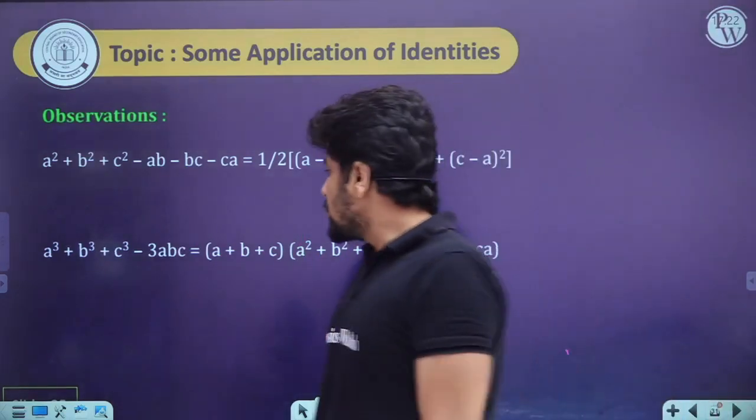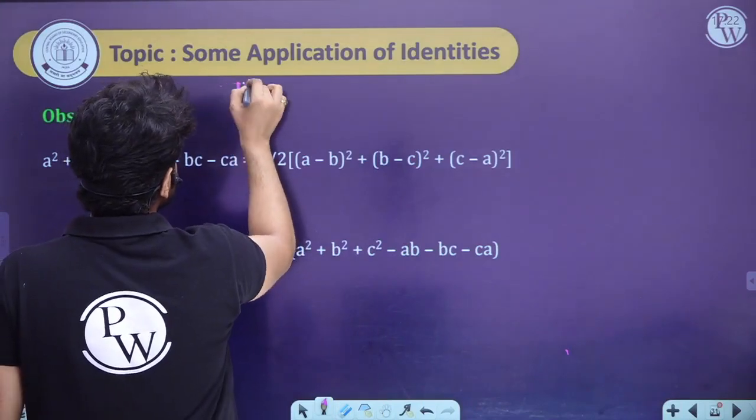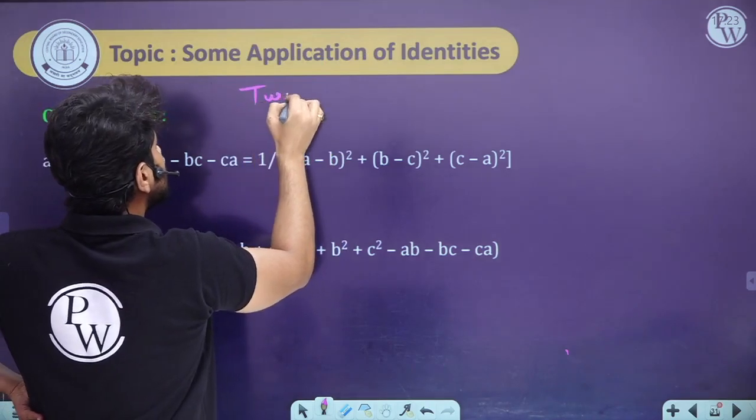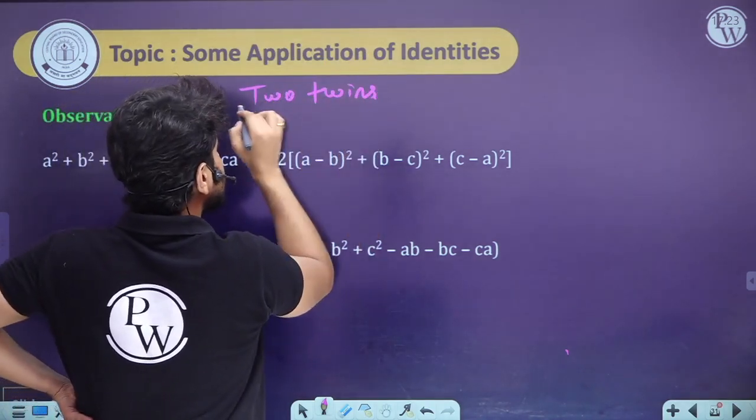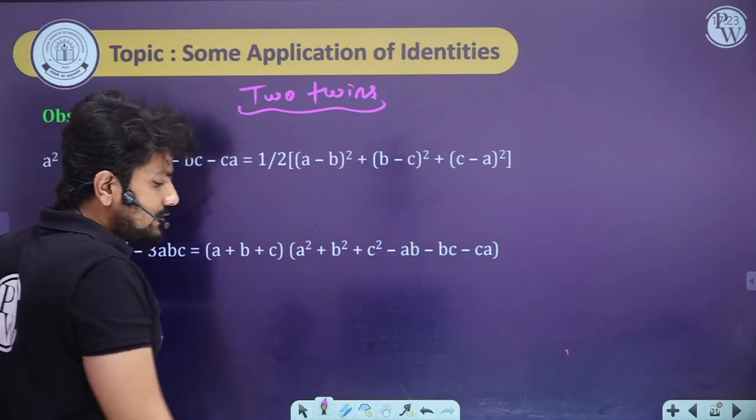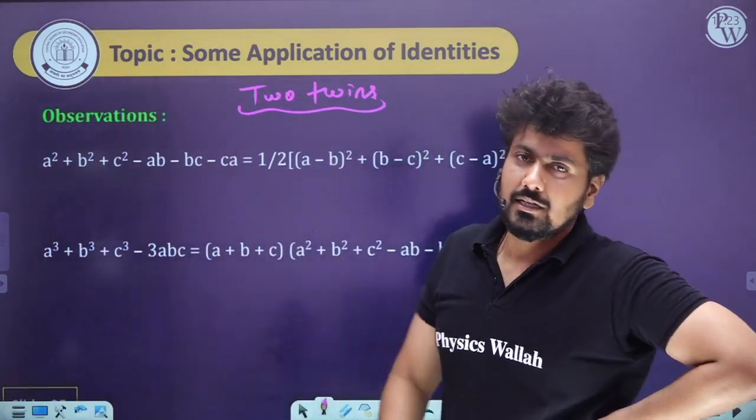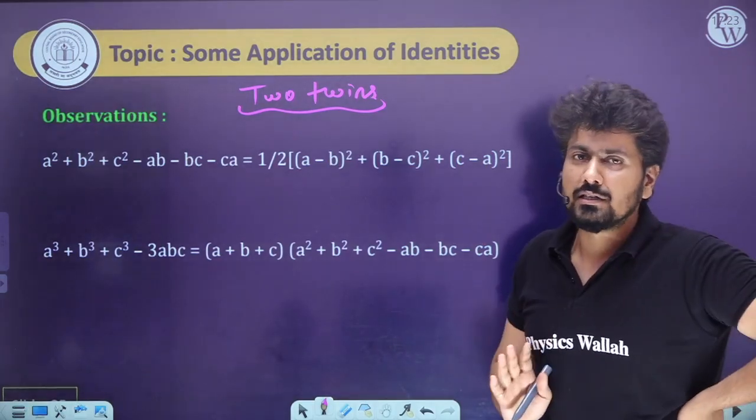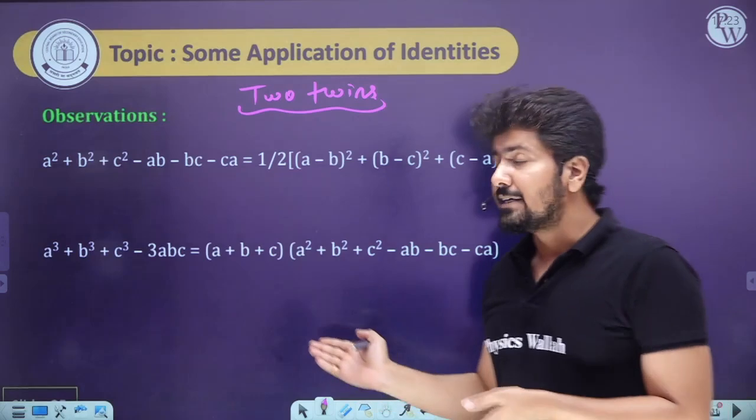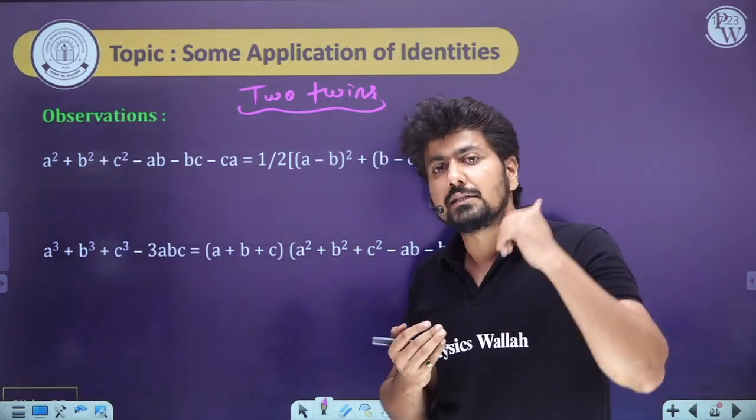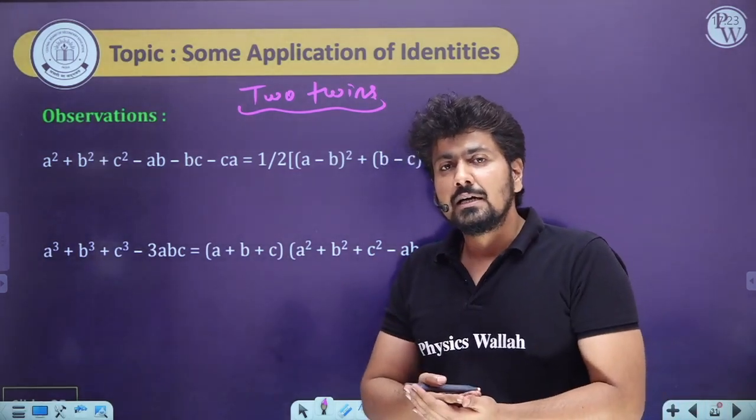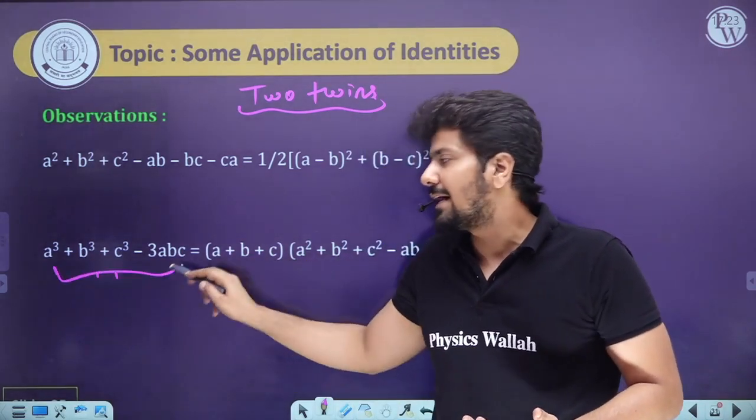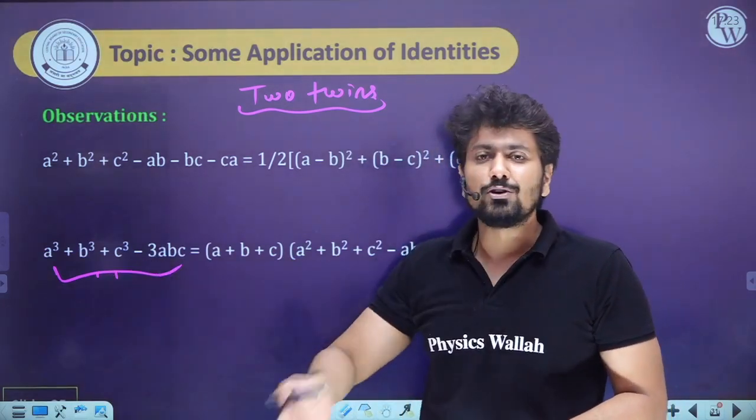Now, two important identities. Two twins, you can say. Basically, these two twin identities are very important identities from the JEE point of view. These identities will be used later on in determinants. When you study determinants, there are many good questions made in determinants with the help of this basic identity. It is also used in trigonometric equations.